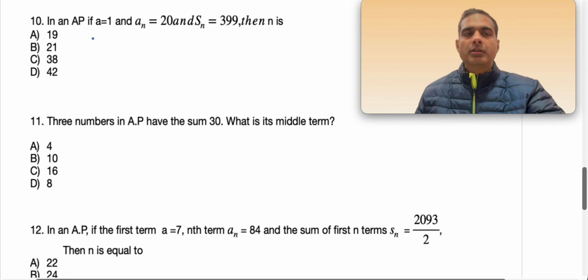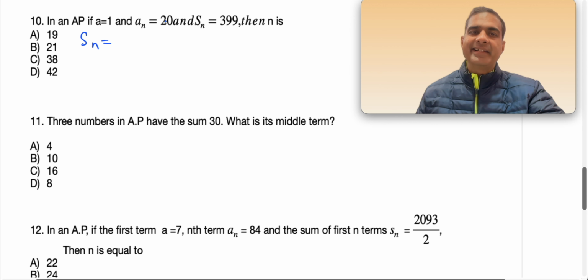So moving to question number 10. In an AP, if a is equal to 1, an is equal to 20 and Sn is equal to 399, then n is. So here Sn is given, first term is also given, and an is also given, meaning the last term is also given. So there is another formula for the sum of an AP, that is Sn is equal to n by 2 times (a plus an), first term plus last term.